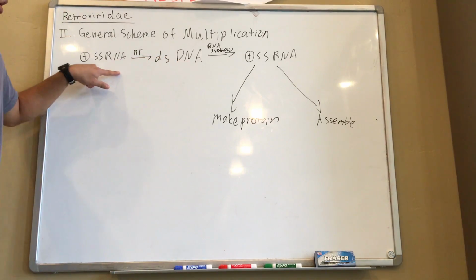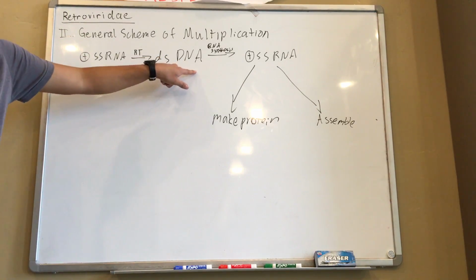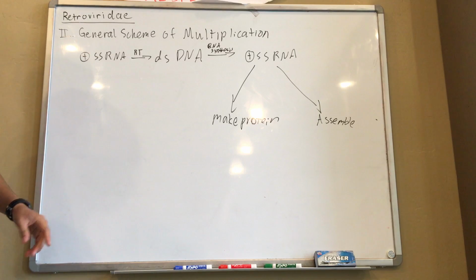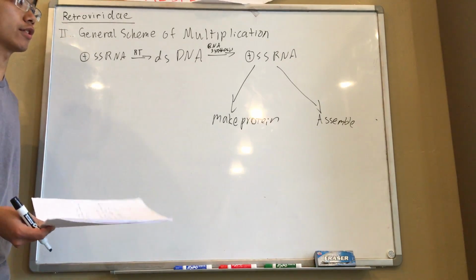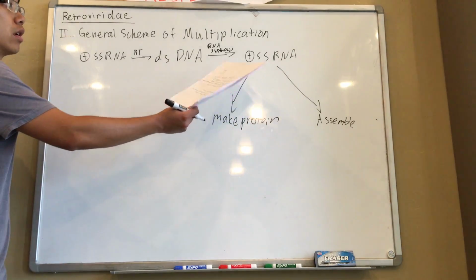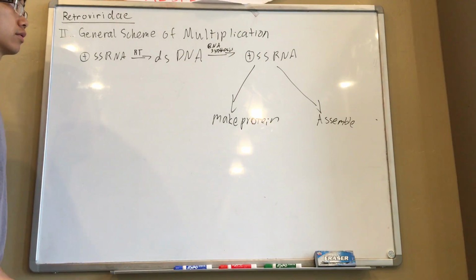So this step right here makes the replication of retroviruses and HIV a lot slower, makes their proliferation a lot slower compared to something like polio.